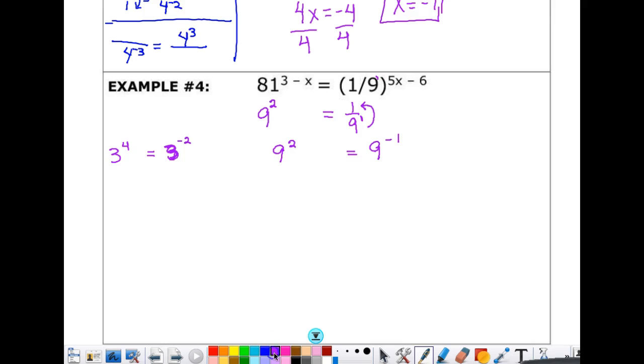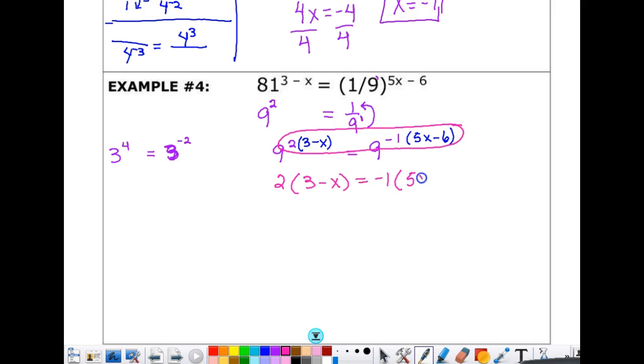Now, I'm going to bring down these exponents, 3 minus x and 5x minus 6. Okay? So we have the 9's are the same. Did I make any mistakes on this one, guys? Not yet? Okay. So we are going to focus on the exponents. We have 2 times 3 minus x equals -1 times 5x minus 6.